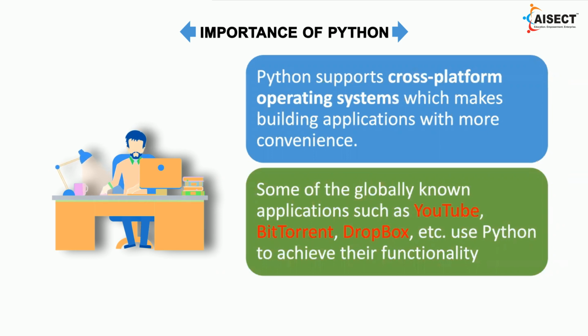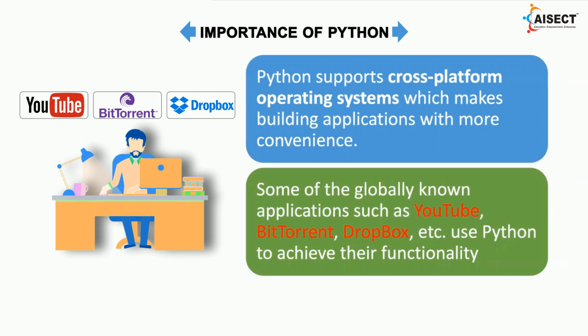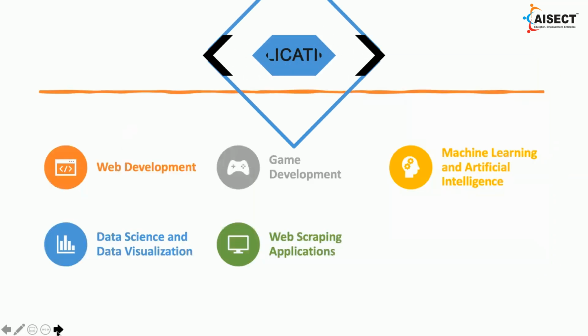And Python supports cross-platform operating systems also, which makes building applications more convenient. We can build the applications. And some of the globally known applications such as YouTube, BitTorrent, and Dropbox are all using Python to achieve their functionality. Okay, this is the main objective: why we need to learn Python.